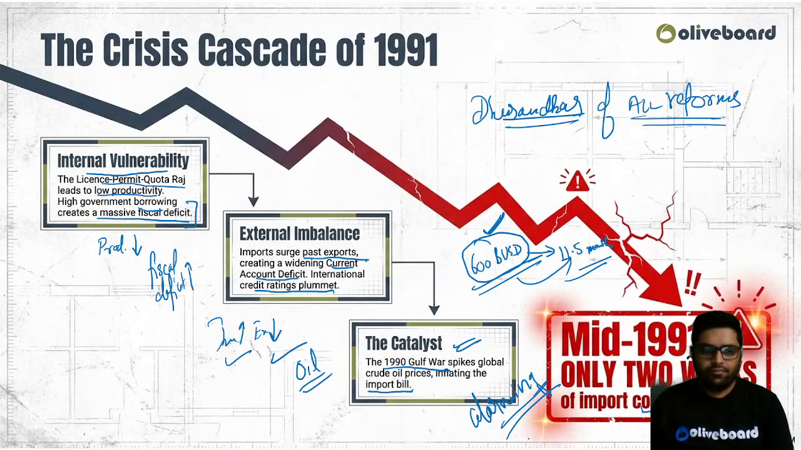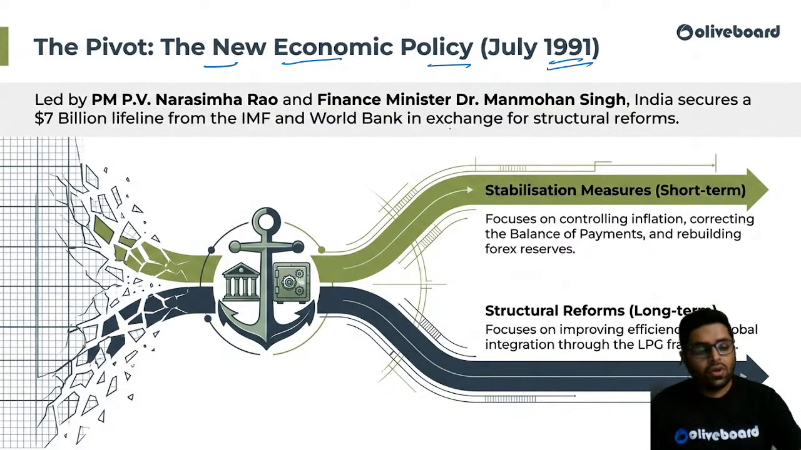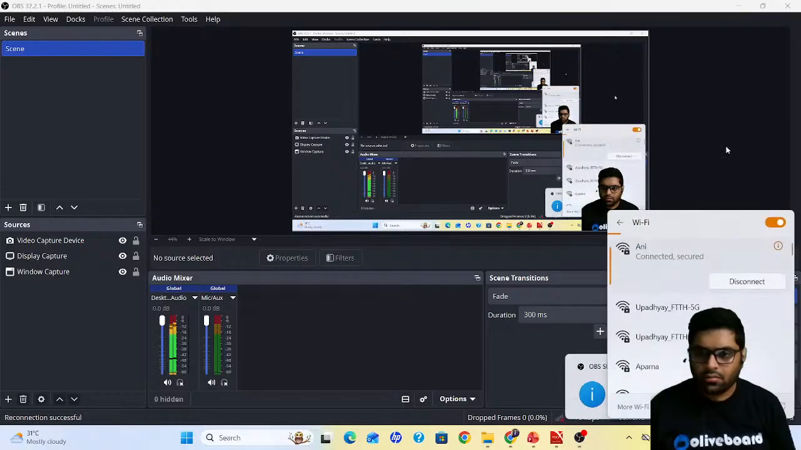An alarming situation will always ask for extraordinary reforms, correct? So what happened was the New Economic Policy, July 1991. This was the solution to it. Okay.